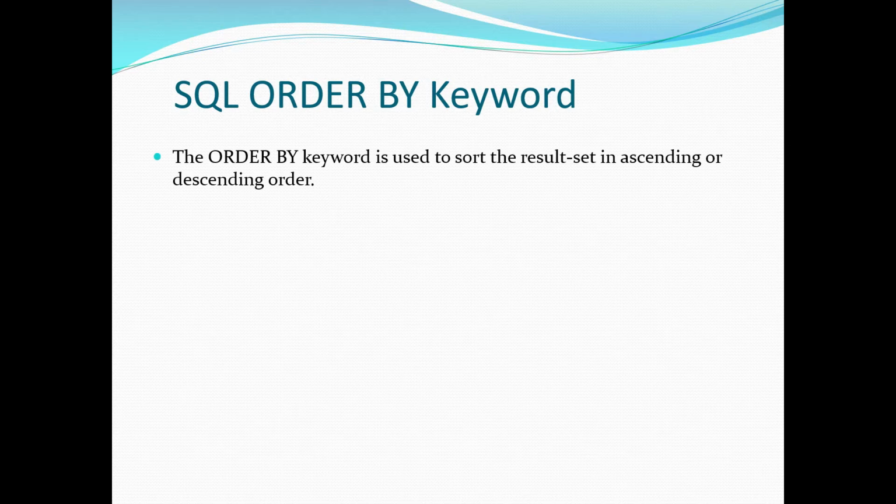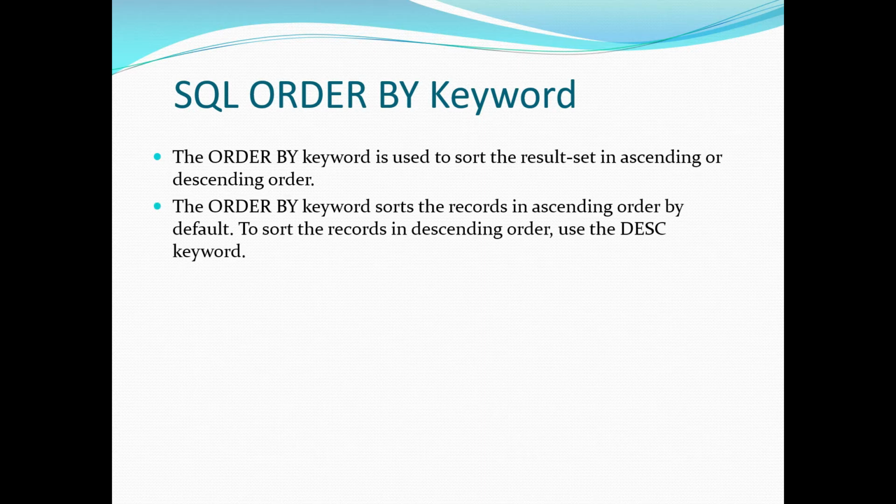First we will talk about the ORDER BY command in SQL. The ORDER BY keyword is used to sort the result set in ascending or descending order. The ORDER BY keyword sorts the records in ascending order by default. To sort the records in descending order, use the DESC keyword. The command is very simple.